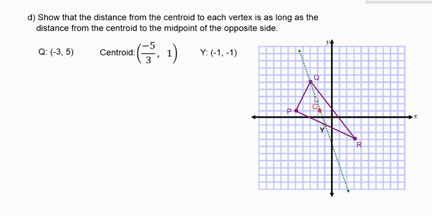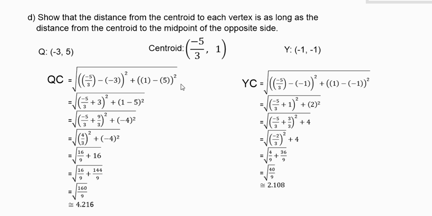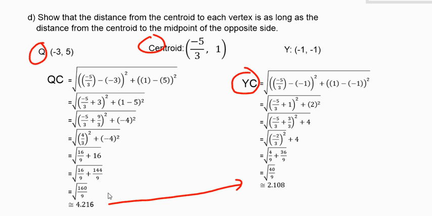But again, here's what I'm doing. I need to show that the distance here from Q to C is twice the distance from C to Y. It looks like it, but let's look at the math. So here's the math, super neat, because I typed it, that shows the distance from Q to C right here. It's about 4.2. And the distance from Y to C is right here, and that's about 2.1. And therefore, the distance from the vertex is twice as much as the distance from the midpoint.